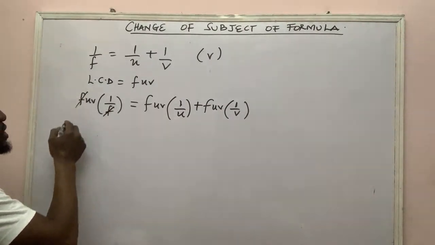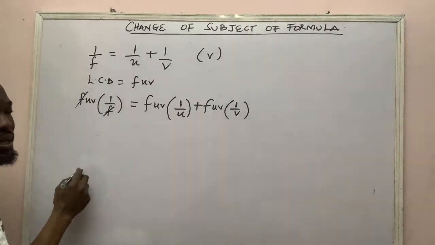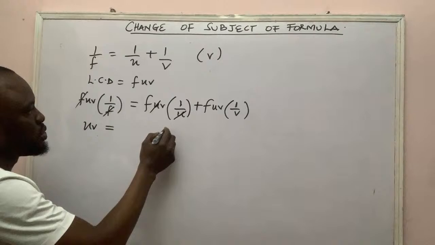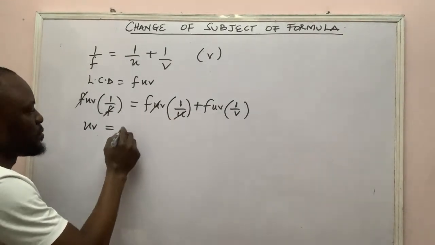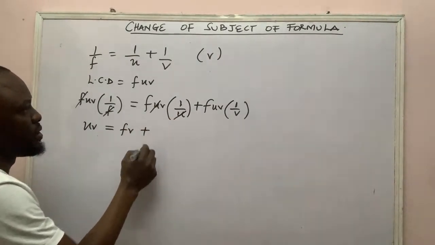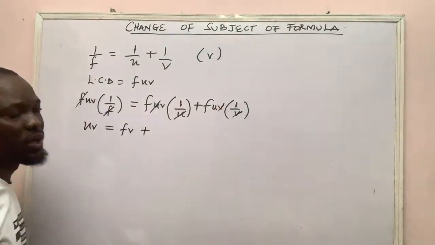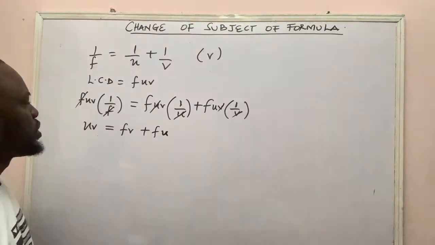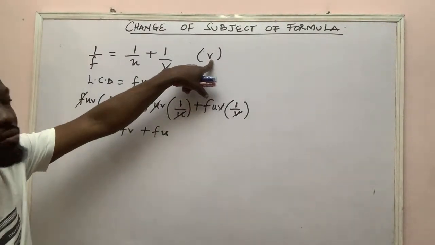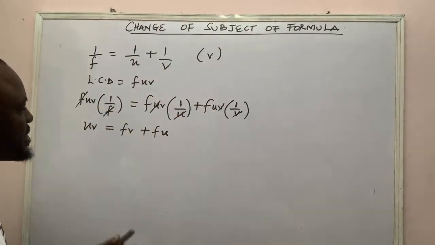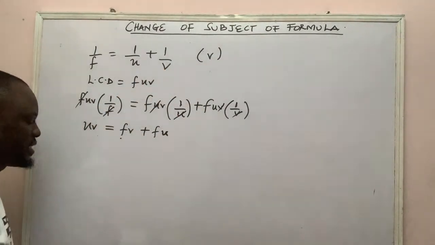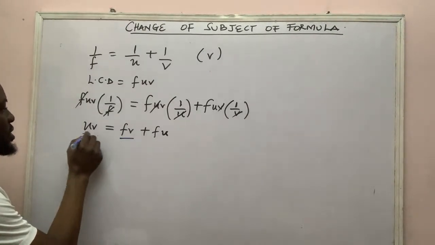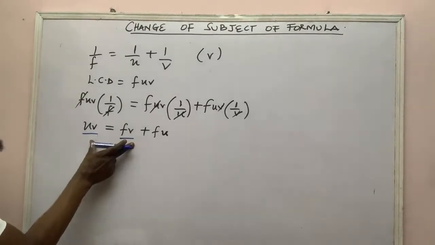So this cancels out this, and we have UV multiplied by 1. You get UV equals, U will cancel U, so we have FV multiplied by 1, which is FV, plus V will cancel V, so FU multiplied by 1, we get FU. Now, because we want to make V the subject, you can see that this contains V, and that contains V as well. This contains V, and this contains V. So I need to bring them together.